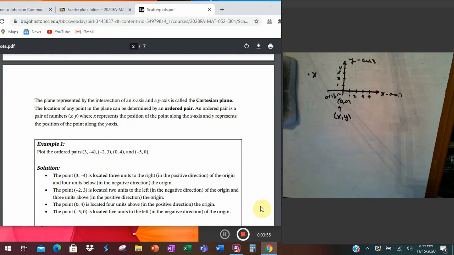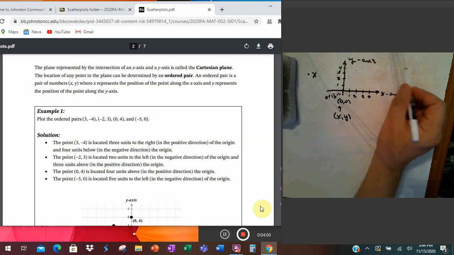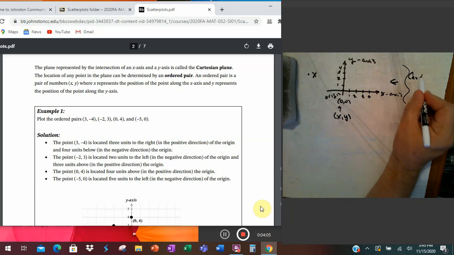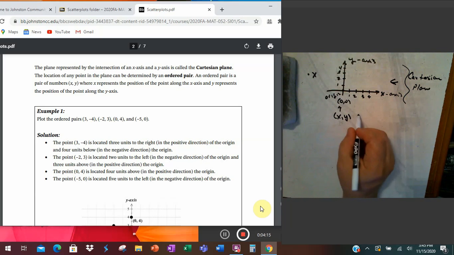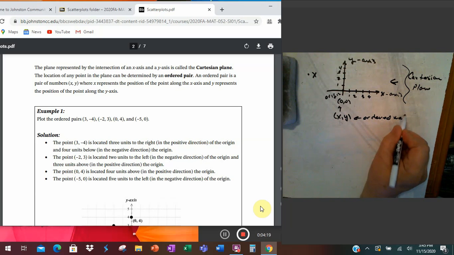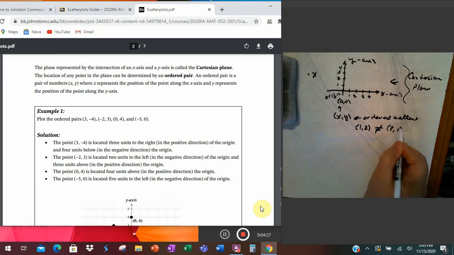So the plane represented by the intersection of an X and Y axis is called the Cartesian plane. So this thing that we're looking at here is called the Cartesian plane. And this is the Cartesian coordinate system, okay? These things here are called an ordered pair. Ordered pair because the order matters. So 1, 2 is not equal to 2, 1, okay? So order matters, ordered pairs, okay?